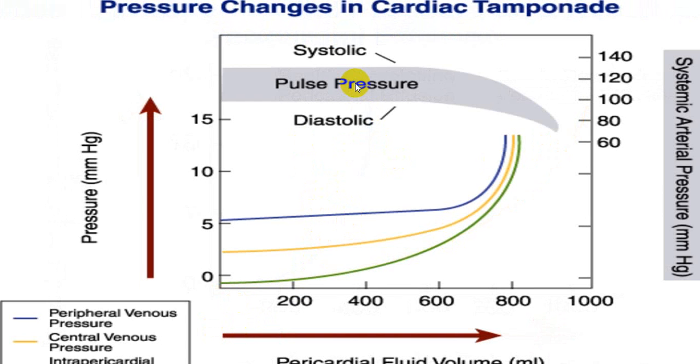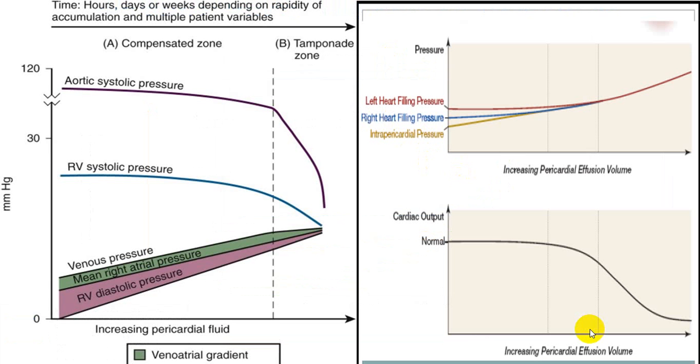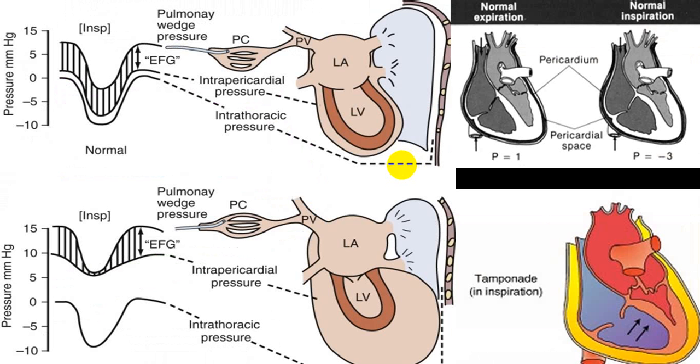And because of that, there will be decrease in cardiac output resulting into fall in systolic blood pressure and diastolic blood pressure. So there will be fall of systolic as well as diastolic, leading to narrow pulse pressure. So systolic pressure will drop, right ventricular systolic pressure will also drop, and that will give rise to fall in blood pressure as well as cardiac output. I'll show you the diagram in next, which is more simplified.